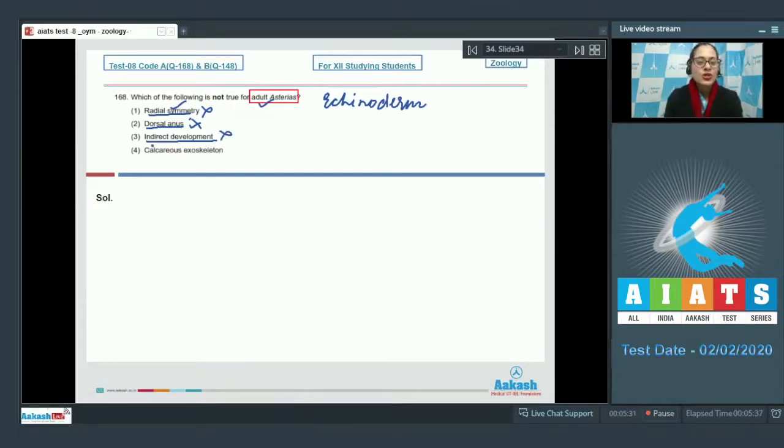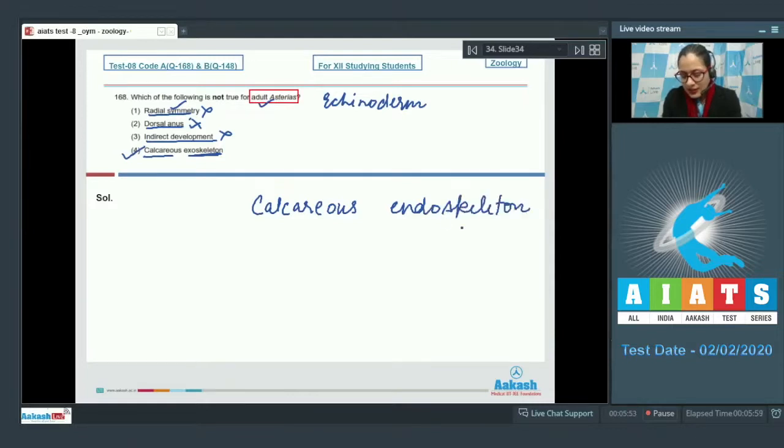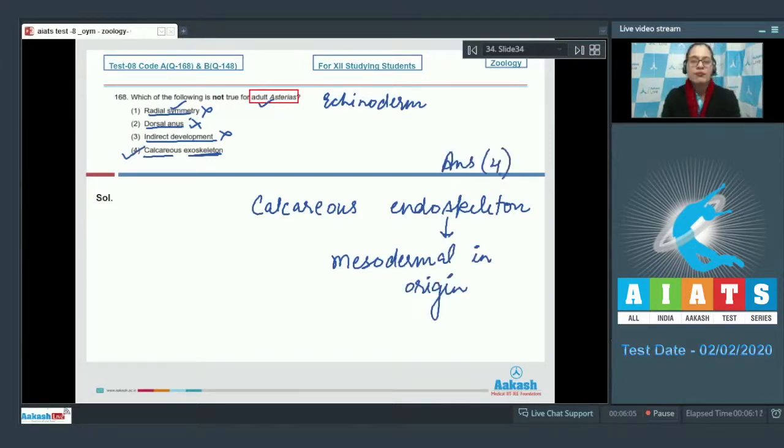And the last option is calcareous exoskeleton, and this is a correct answer to our question because echinoderms have calcareous endoskeleton, and that too of mesodermal origin. So the correct answer to this question is option number 4. Let's move on to the next question.